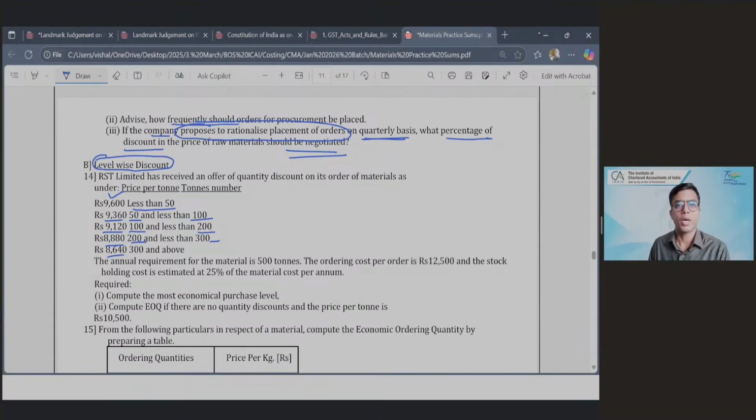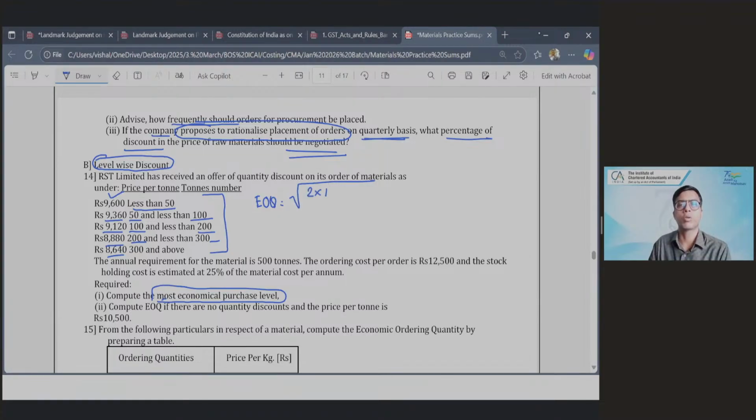Now in this, again, they are asking you to find out the most economical purchase level. Why are they saying level? Because these are levels. Now, whenever they ask EOQ, our simple answer is, let us apply the formula of EOQ.